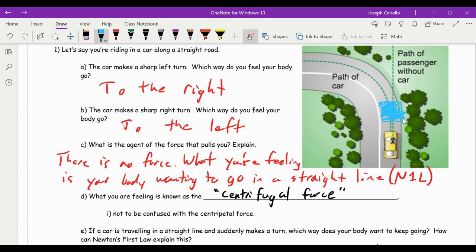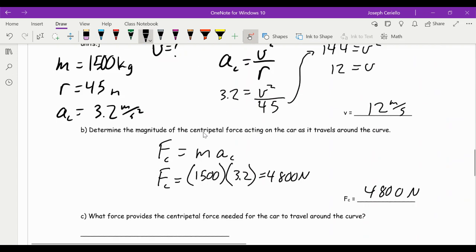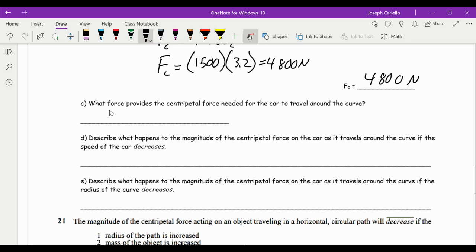Would the car be able to turn properly? You've all experienced this, whether you've slipped on ice or been on a skating rink without skates on. It would be very hard, if not impossible, for the car to turn. Because what provides the centripetal force for a car going in a circle is the friction between the car tires and the road. So friction provides the centripetal force.